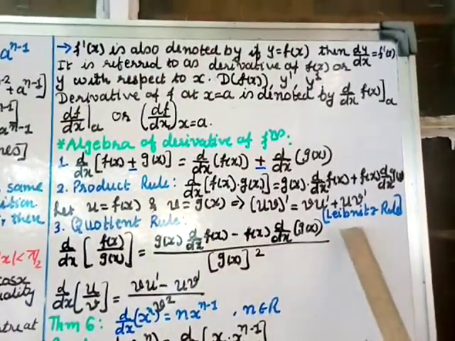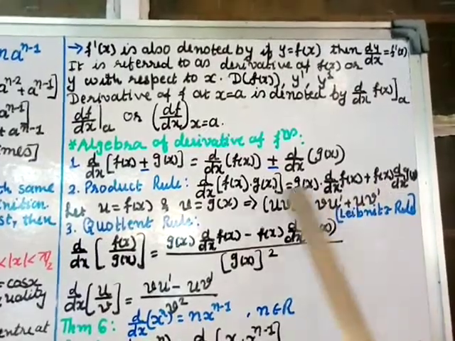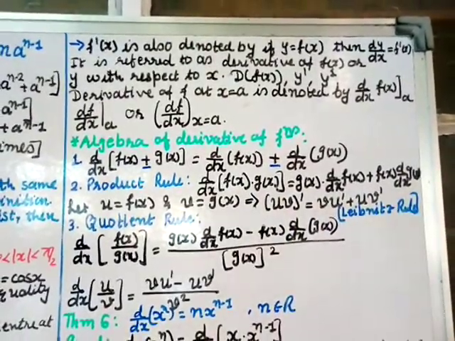The product rule is also called the Leibniz rule. You remember this one. This is the same as that, but this is in uv form and this is in f x g x form.